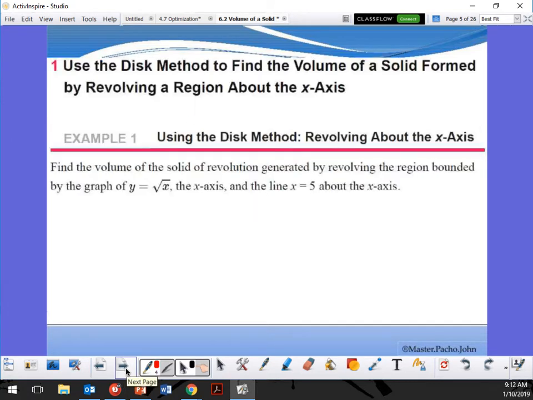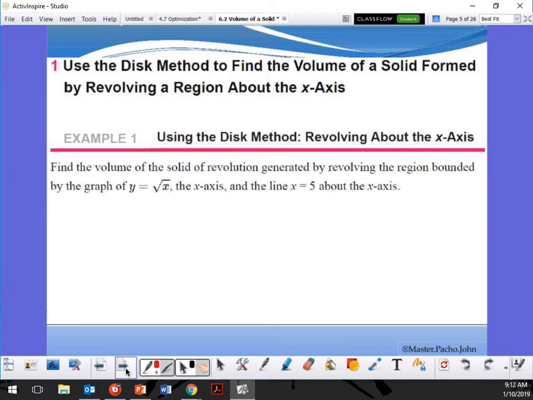Okay, find the volume of the solid of revolution generated by revolving the region bounded by the graph, the x-axis and x equals 5 about the x-axis. So about the x-axis means it's going to rotate around the x-axis, right? Say yes. Okay, so we have the graph right here, the x-axis, and the line x equals 5. That means this doesn't go on forever, right?